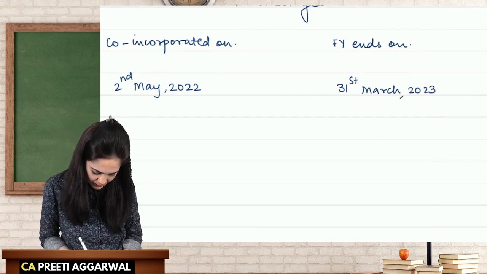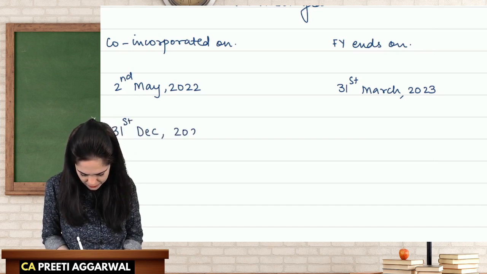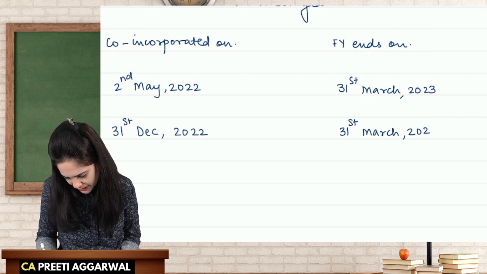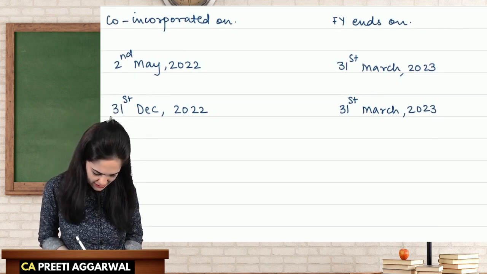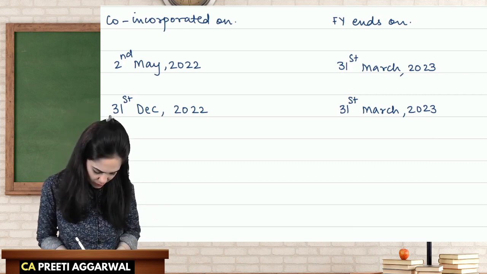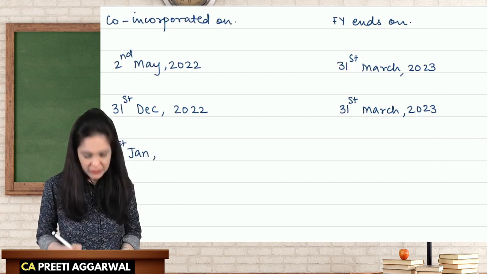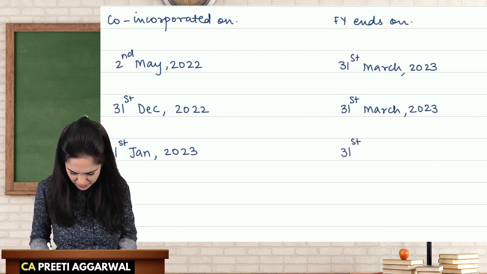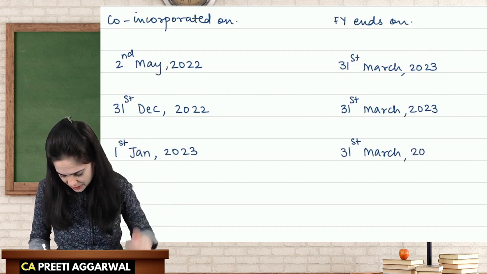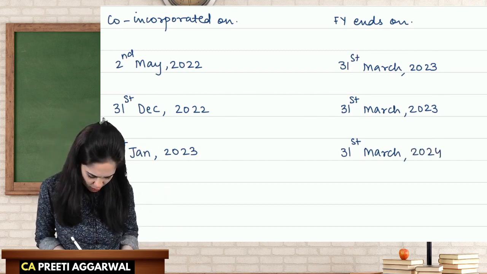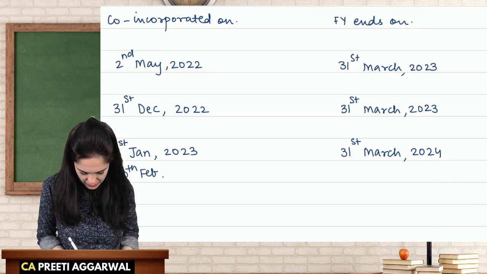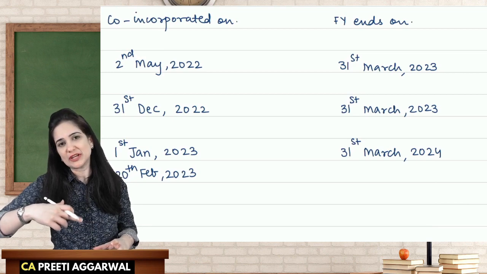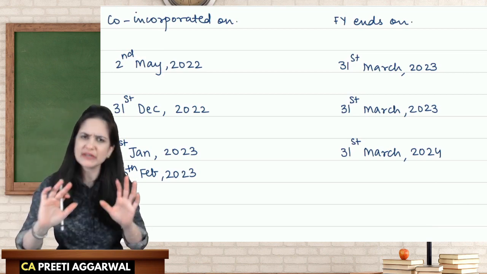But what if the company is incorporated on 31st December 2022? The year will again end on 31st March 2023. However, if the company is incorporated either on or after 1st Jan 2023, then the financial year will end on 31st March of the following year, 2024. What if my company is incorporated, let's say, on 20th Feb 2023? On or after the 1st January of a year, the financial year will end on 31st March of the following year. Why? We will discuss. First, draw the table.